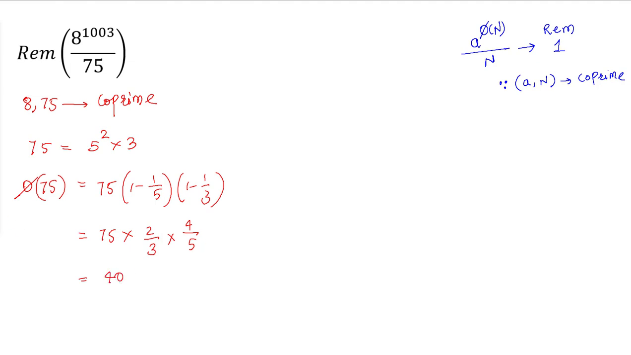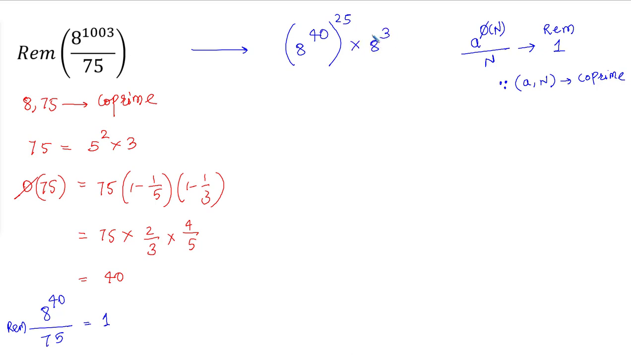Okay everyone, so over here we want the power of 8 to be how much? We want the power of 8 to be 40, because 8 to the power 40 divided by 75, the remainder is going to be 1 by using Euler theorem. So now we want 8 to the power 40, so bracket to the power how much? 40, the closest multiple of 40 is which one? 1000. 40 into 25 is 1000, and what is left? 8 to the power 3 is left.